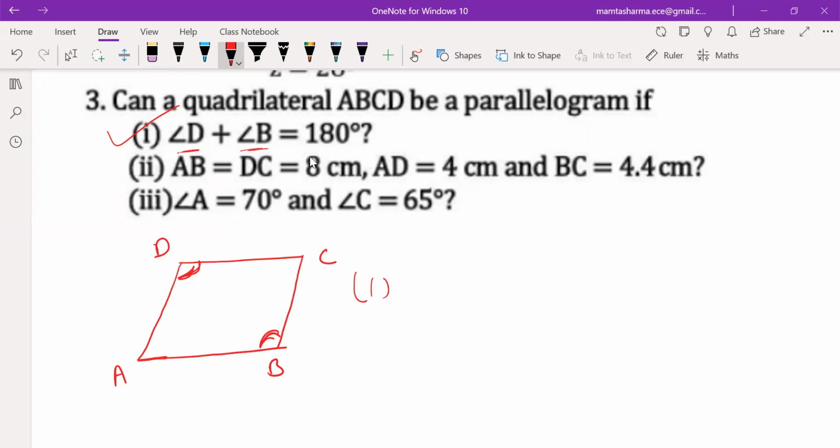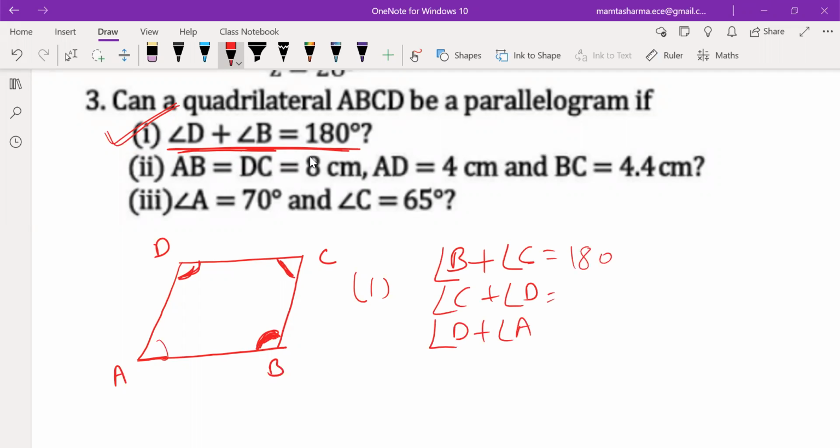Or you can say, does a parallelogram have this property? Did I tell you this property about parallelogram? Opposite angle sum should be 180 degrees. Is this a parallelogram property, yes or no? No, it is not a parallelogram property. I told you that adjacent angle sum should be 180 degrees: angle B and angle C, or angle C plus angle D, or D and A. Their sum could be 180, but opposite angle sum could not be 180 degrees.